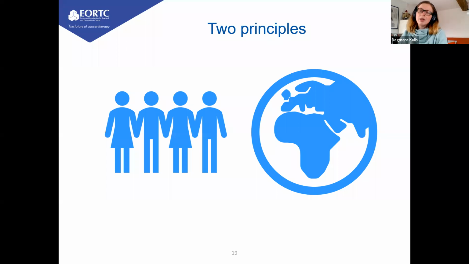So at the EORTC, we have two principles that we really live by for developing any new questionnaire. One is that we always include patients, and we get a lot of feedback and opinions from patients, and we always do everything on as global a scale as possible. Of course, I'm not saying we develop a questionnaire in 190 countries at the same time, but it is a very international process.